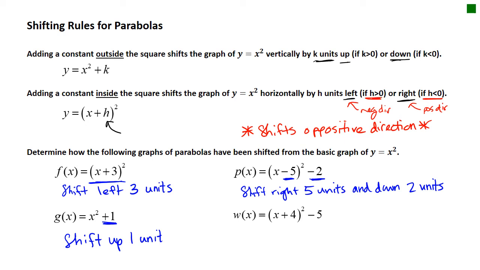W of x has, again, two alterations. We've got a +4 that's added up before the square happens and a -5 after the square. So an inside and outside movement. +4 on the inside, think opposite direction, shift left, because left will be in the negative direction. Left 4 units. And then the -5 is on the outside, direct shift, minus means down 5 units.